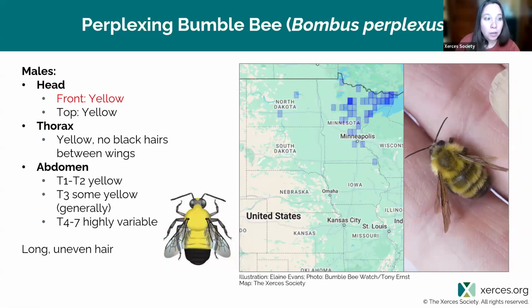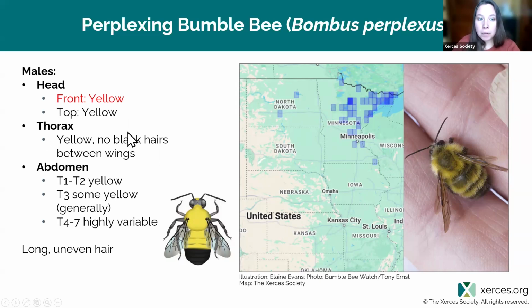The males have a similar color patterning to the females. Once again, they are highly variable. So the abdomen of the bee can be completely yellow in some cases. In general, you'll see T1 and T2 with all yellow, and then T3 with some yellow or all yellow. And then you may see yellow on T4 through 7. It just depends on the bumblebee that you're looking at. This example here, we see yellow on T1, yellow T2, yellow T3, and then some yellow on T4.